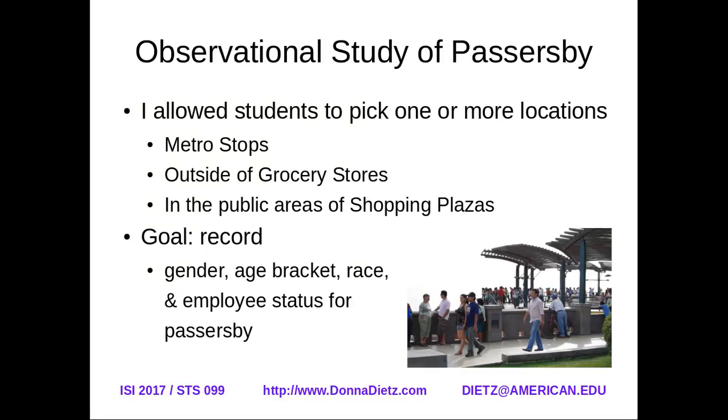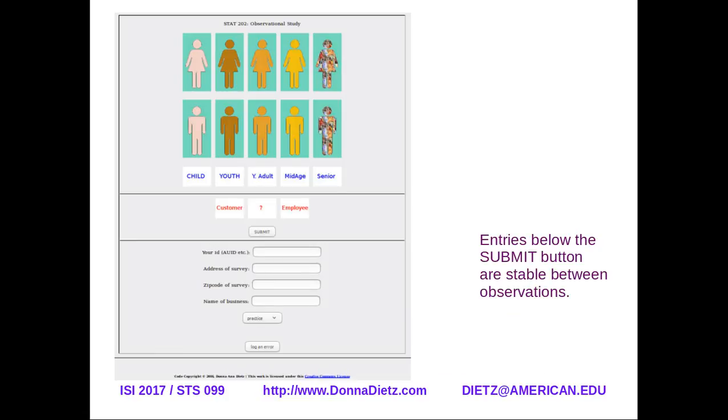So I was encouraged by that study and designed a new one for my students. I asked them to pick a public location such as a grocery store or metro, that's like our subway or underground, or they could go to a public shopping plaza. Then they were to record gender, age bracket, race, and whether or not they thought a person was an employee. And this is what the app looks like.